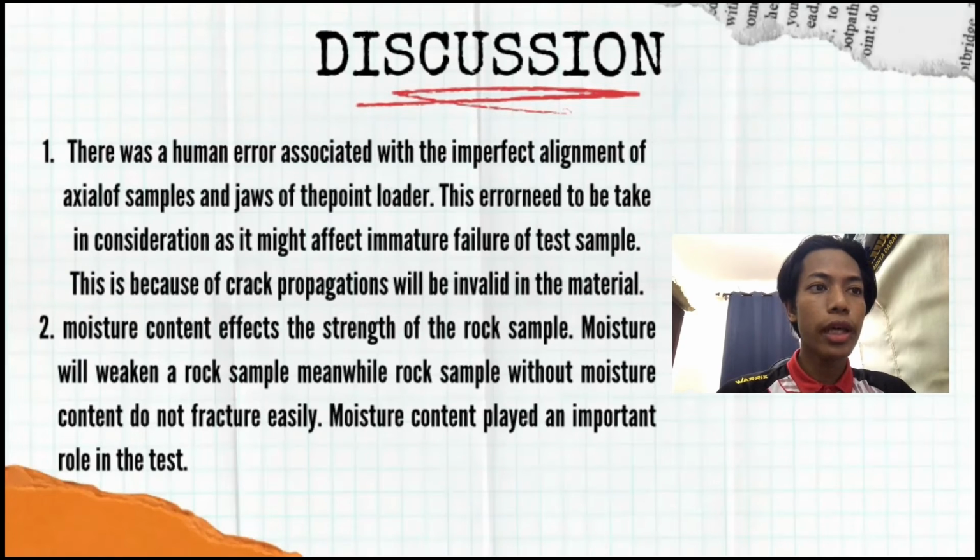Moisture content affects the strength of the rock sample. Moisture will weaken a rock sample, whereas a rock sample without moisture content does not fracture easily. Moisture content, which could have pre-existed in core samples or been introduced by moisture absorption from the surrounding environment, played an important role in the test.